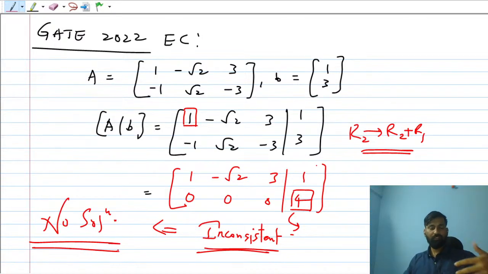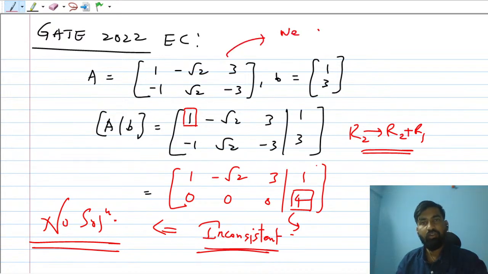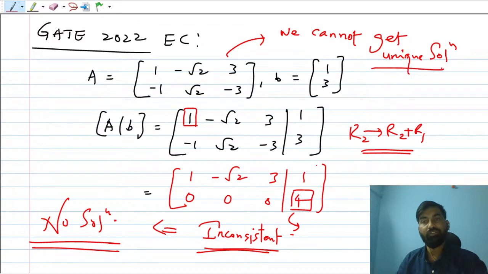In the options there was unique solution for x, infinitely many solutions for x. In this case, we cannot get a unique solution. That is the very first comment which you can make.